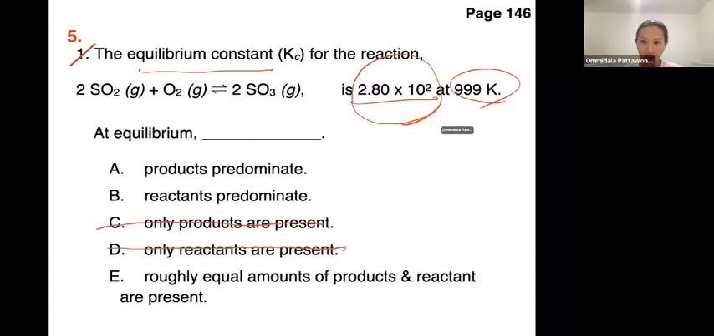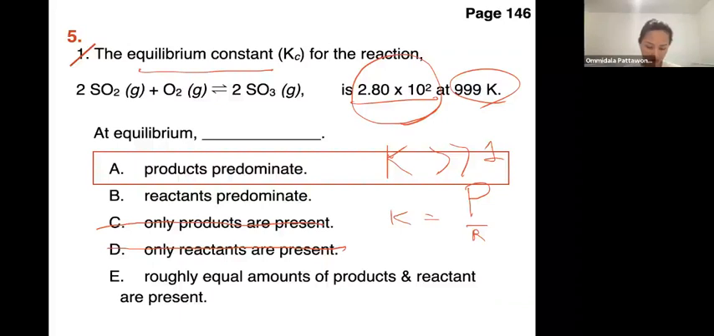The value of K comes out to be greater than 1: 2.8 times 10 to the second, so about 280. So K is a lot greater than 1. What does it mean? When K is a lot greater than 1, at this point you have a lot more product than reactant, and that's why you have a big value of K. So at equilibrium, according to this reaction, the product is predominant. That's what it tells us.